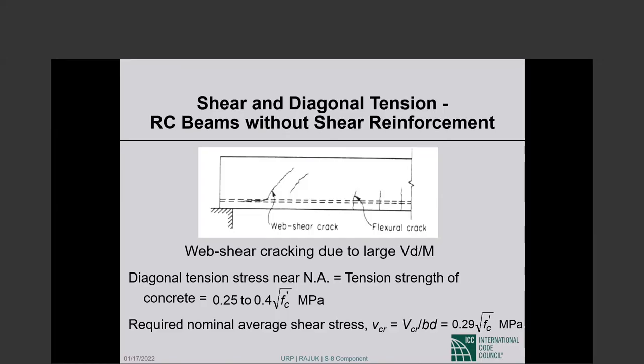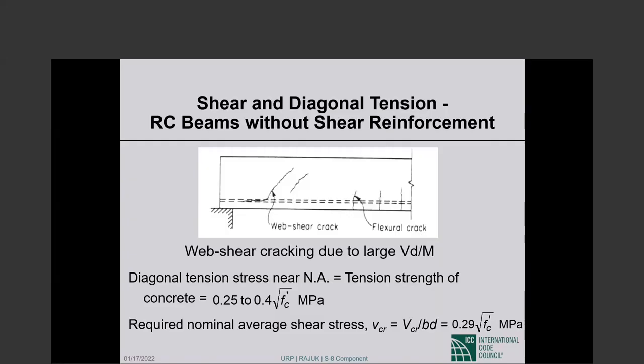We talked about the principal tensile stresses. Those principal tensile stresses are the largest at the neutral axis. So, diagonal tension stress near the neutral axis, that's the largest diagonal tension. When that equals and then exceeds the tension strength of the concrete, there will be cracking at the location of the neutral axis. This kind of cracking is called web shear cracking.